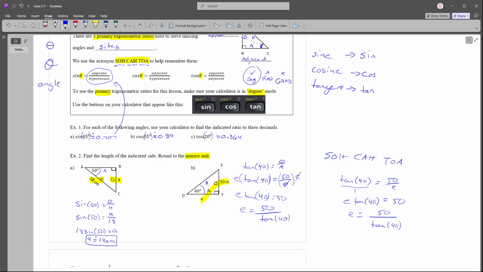So what do we actually get when we do this math? You got to plug it into your calculator. Lots of practice with your calculator, just like last unit. And what you end up with is a number of approximately 60 meters.